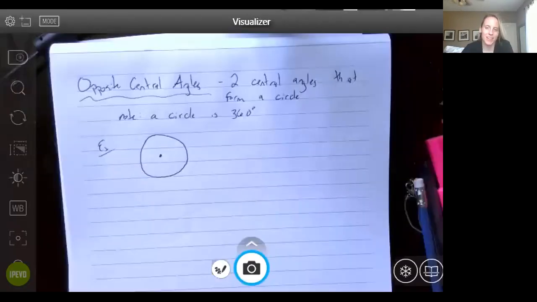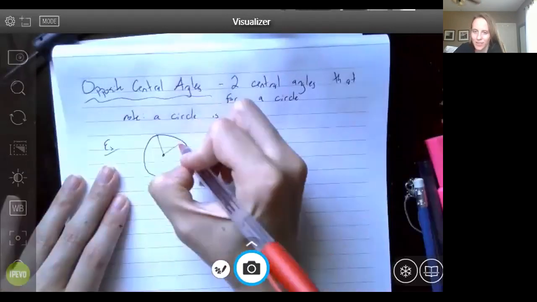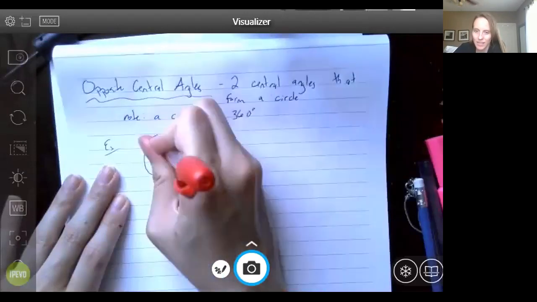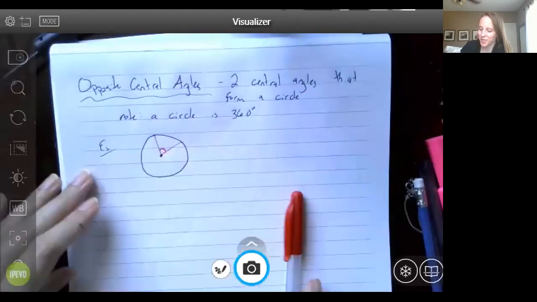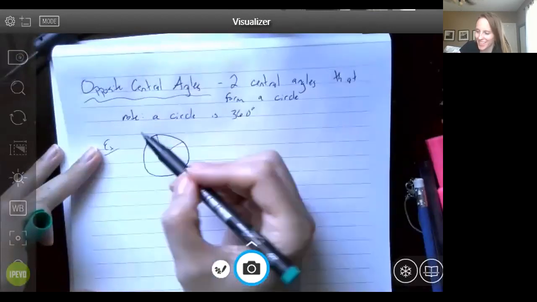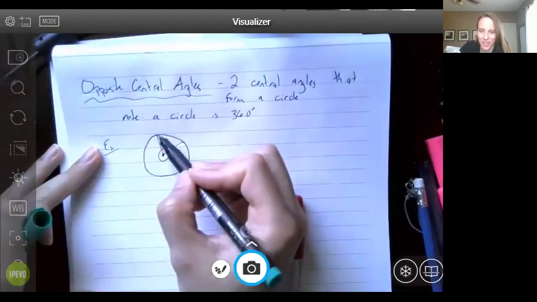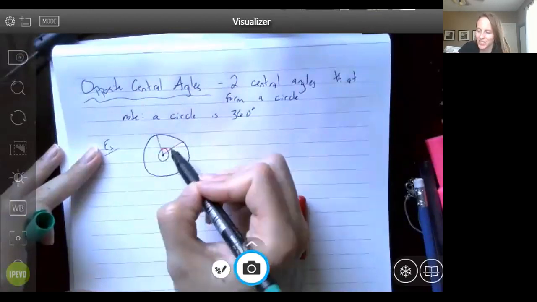Another way that you can compare angles is if you have opposite central angles, which are two central angles that form a circle. And just a reminder, a circle is always 360 degrees. So for instance, if I had a central angle that looked like this, the opposite of this central angle would be this central angle, the one that is essentially the obtuse version of the acute one that I drew initially. And as you can see, they form a circle in the center here.